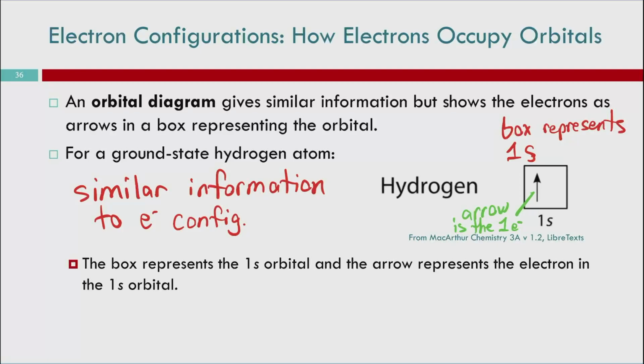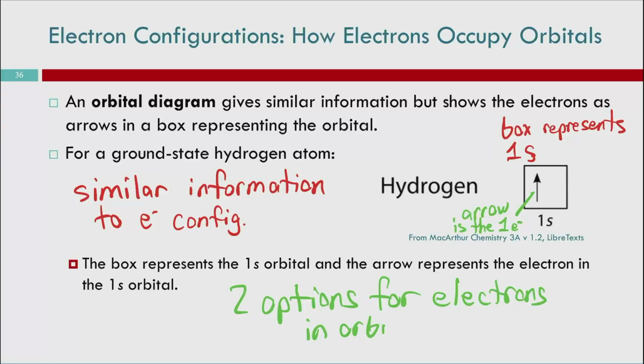We have two options for electrons in orbitals. What direction is that electron pointing? Up. Up is one of the options. The other option, any guessers? Yeah, up and down.